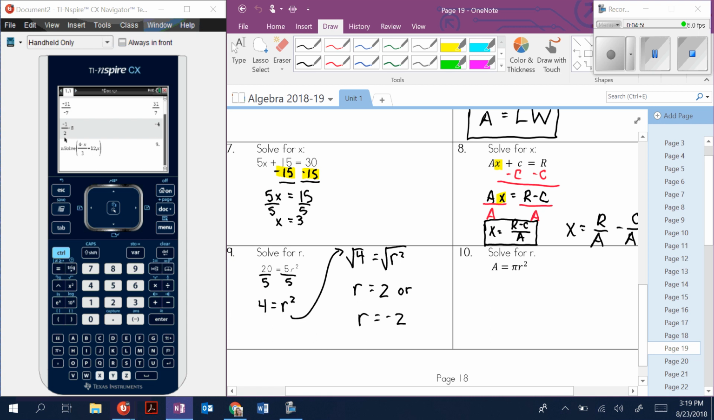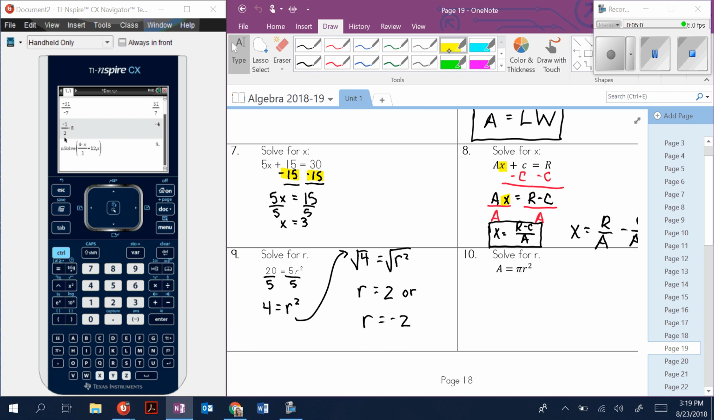Okay, let's look at 10. 10, we are solving for r. Ooh, this one's a little spicy. We're squaring r. All right, first thing, what do we got to do? Oh, so r is squared and it's being multiplied by pi. So we first need to divide by pi. When we solve, we're doing opposite PEMDAS, opposite order of operations.